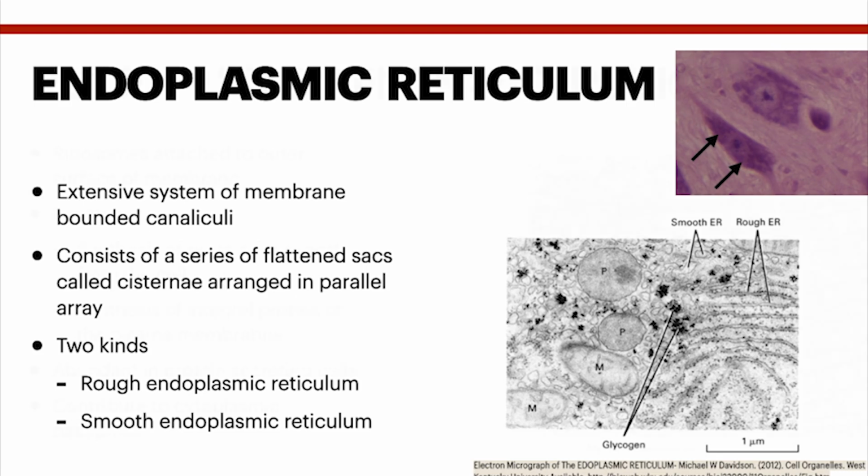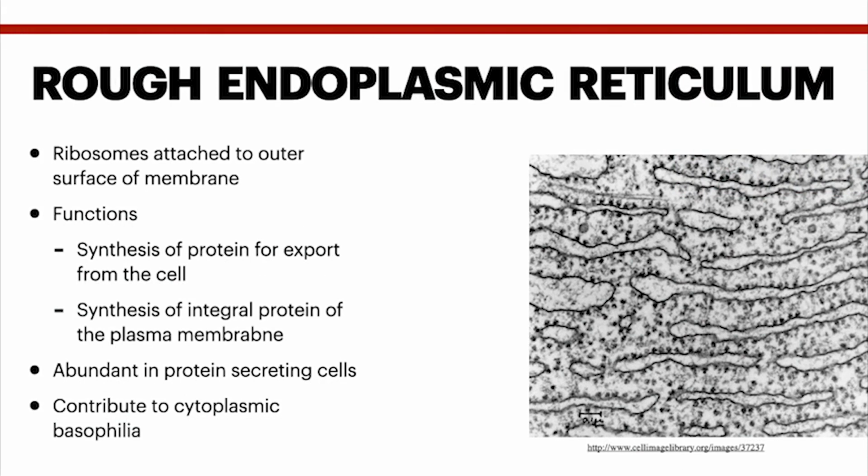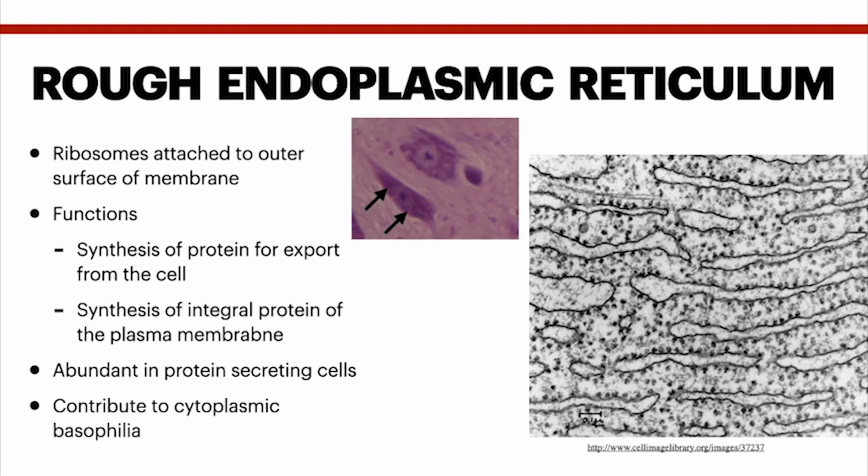The rough endoplasmic reticulum has ribosomes attached to the outer surface of its membranes. It is responsible for the synthesis of proteins for export out of the cell and integral proteins of the plasma membrane. This organelle is abundant in protein-secreting cells. Due to the rich amount of nucleic acid in the ribosomes, the rough endoplasmic reticulum contributes to the cytoplasmic basophilia.